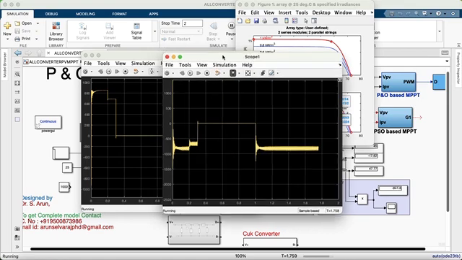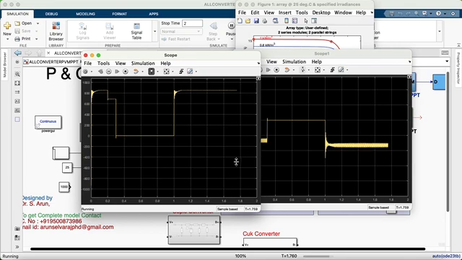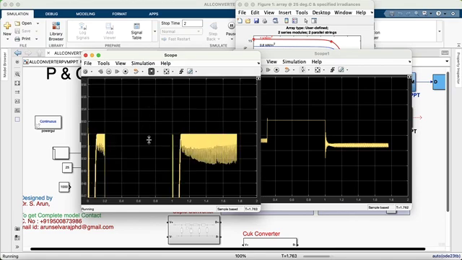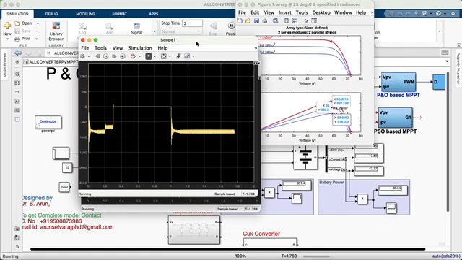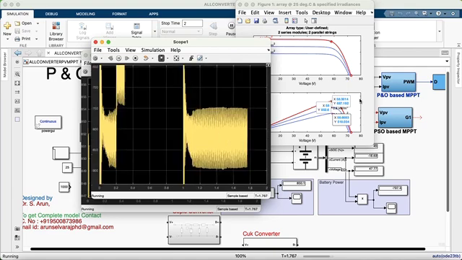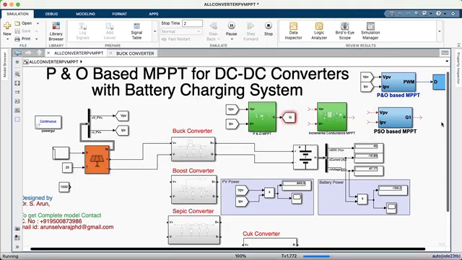Then in the time period of 1 to 2 seconds, the irradiance level is 1000. Therefore we are getting the maximum power of nearly 851.7 watts. So here we are getting the maximum power for the battery at the irradiance level of 1000. Our designed P&O based MPPT is working properly for the buck converter with a 1 kilowatt solar panel.